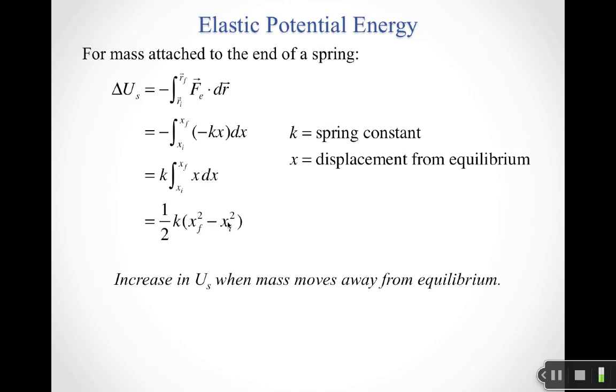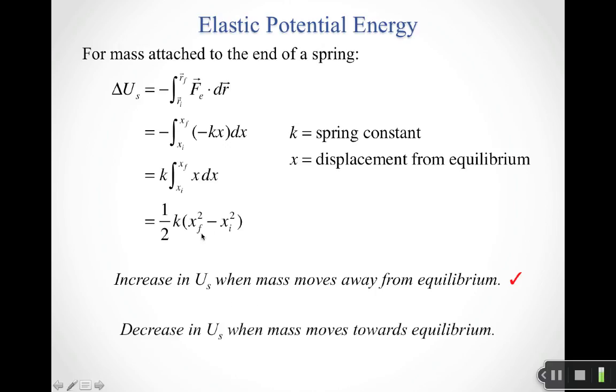So we said that the elastic potential energy increases when you move the mass away from equilibrium. Well, all that means is that the final displacement value is larger than the initial displacement value. So you're taking something bigger and squaring it, subtracting something smaller and squaring it. Sure enough, that means this term inside the parentheses is going to be positive. k is always positive, so that would mean that the change in the elastic potential energy would be positive. You increase by moving away from equilibrium.